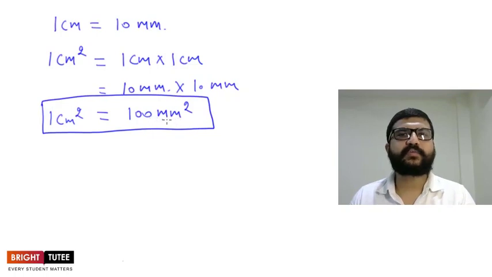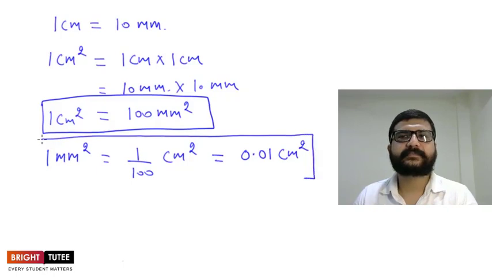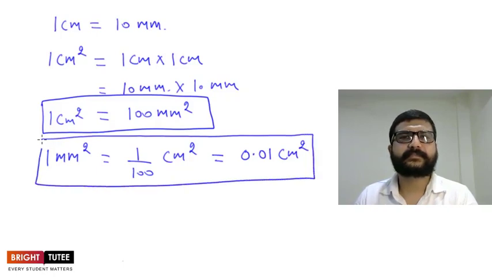Now what can we say about 1 square millimeter? 1 square millimeter will be equal to 1 upon 100 square centimeters, or this will be equal to 0.01 square centimeters. So here we have seen how to convert square centimeter into square millimeter, or how to convert square millimeter into square centimeters.